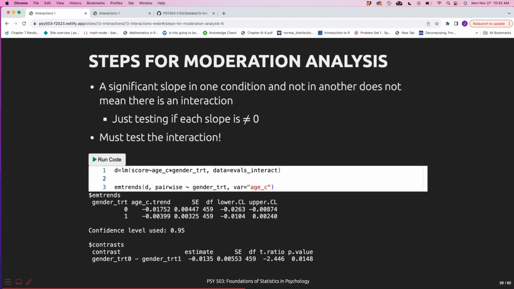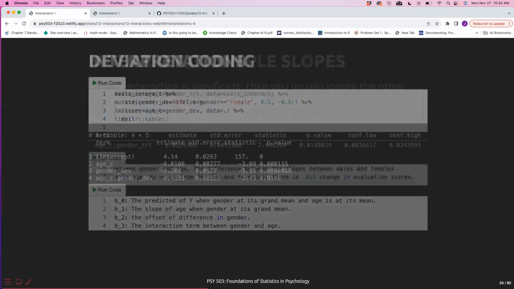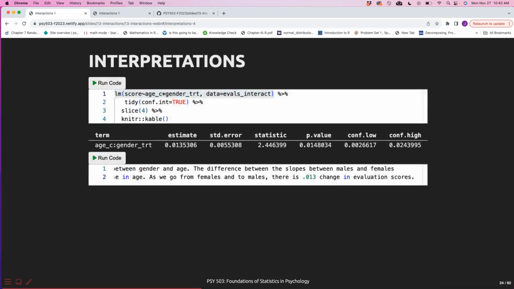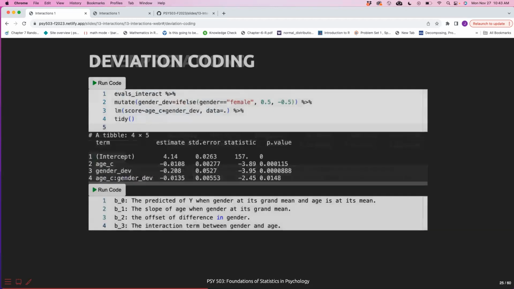This is what the interaction is testing, just the difference in these two slopes. The estimate is negative 0.0135, and the p-value is 0.01. It's statistically significant, and this is the estimate that we get for our model. This is the interaction term, so essentially that's what it's looking at: the difference between those two slopes. That's what the interaction is testing. The simple slopes is just testing which one is 0, which one is not 0 in terms of the slope.